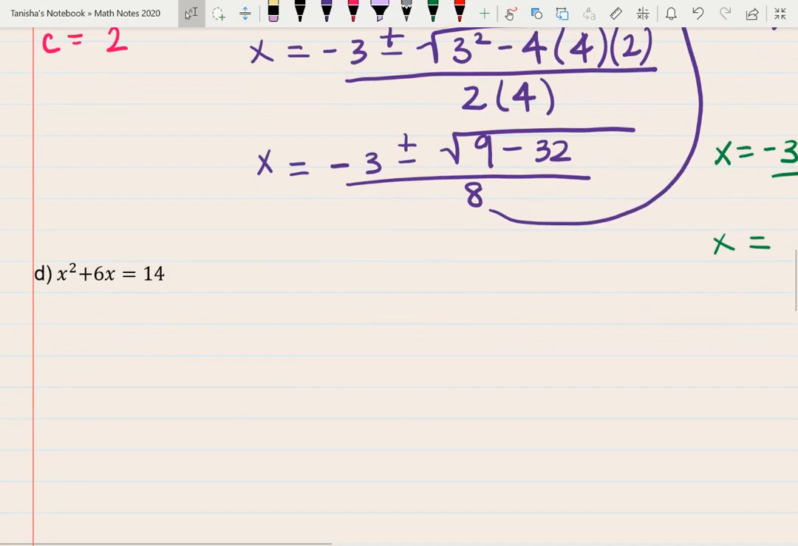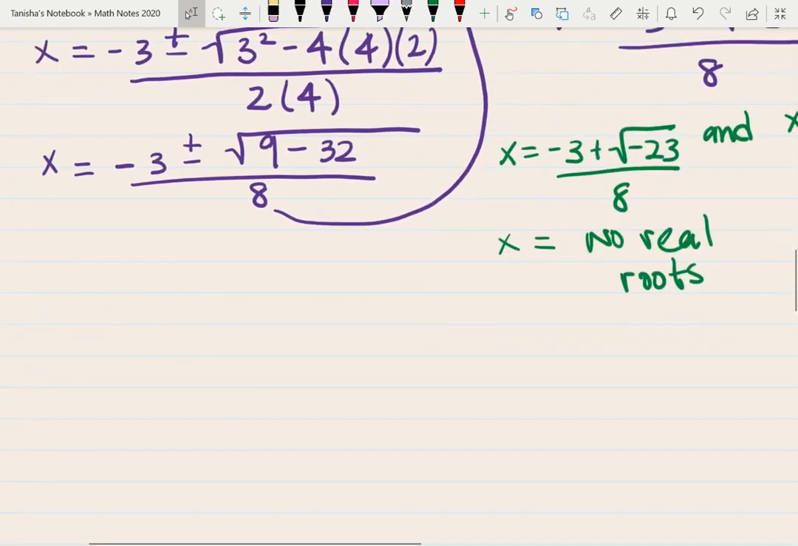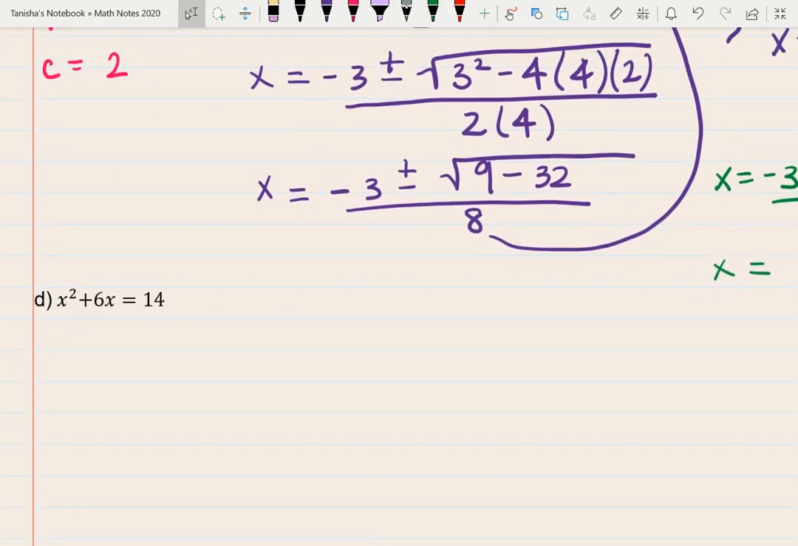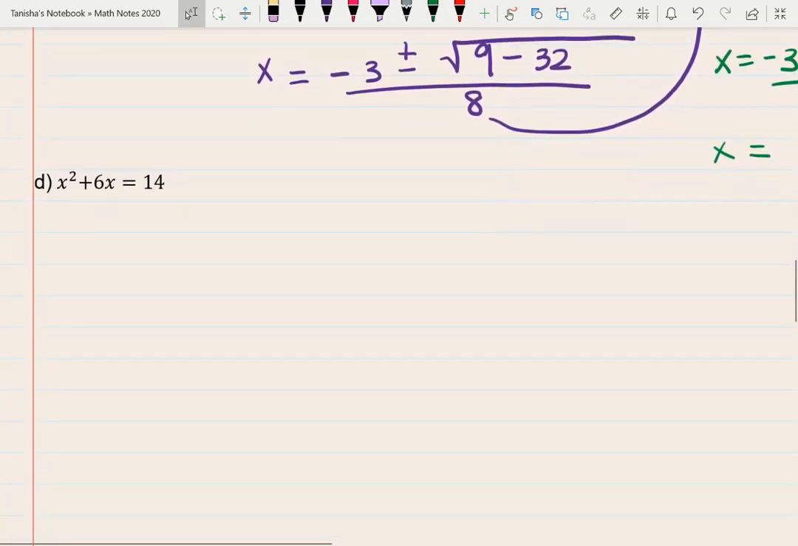So we stop. But you need to state it. You can't just write the -3 plus square root -23 over 8. You need to also identify that that means there's no real roots. D.